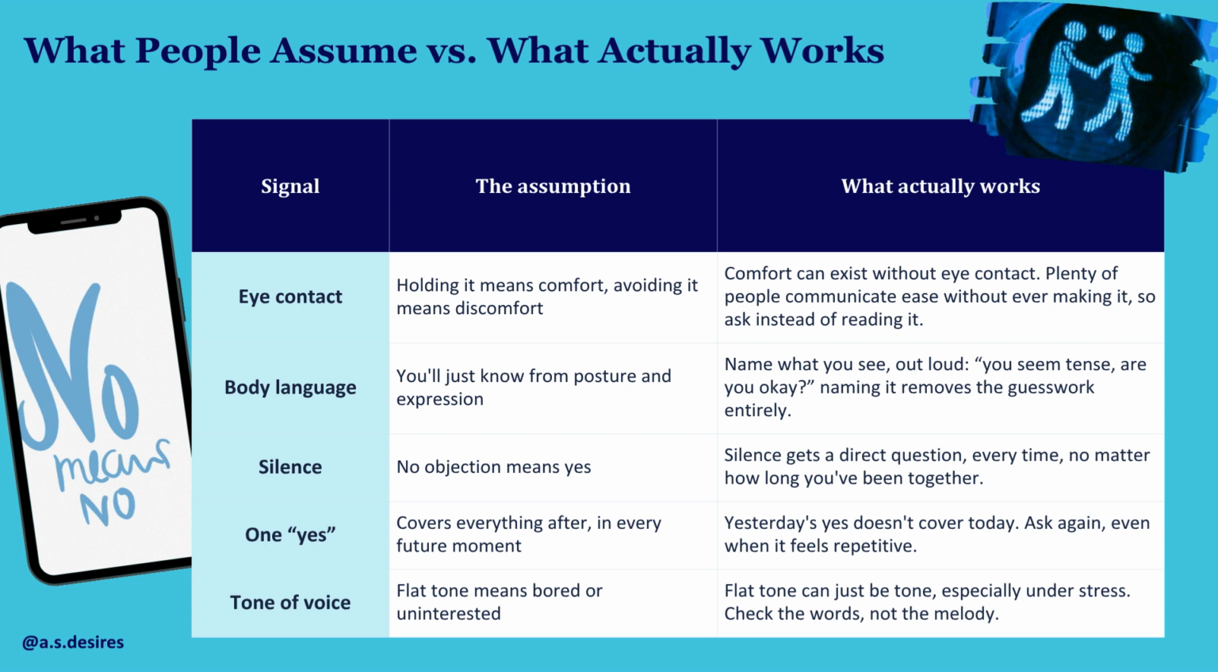Body language. The assumption is you'll just know from posture and expression. What actually works is naming what you observe out loud. Something like, you seem tense, are you okay? Naming it out loud removes the guesswork for both people.